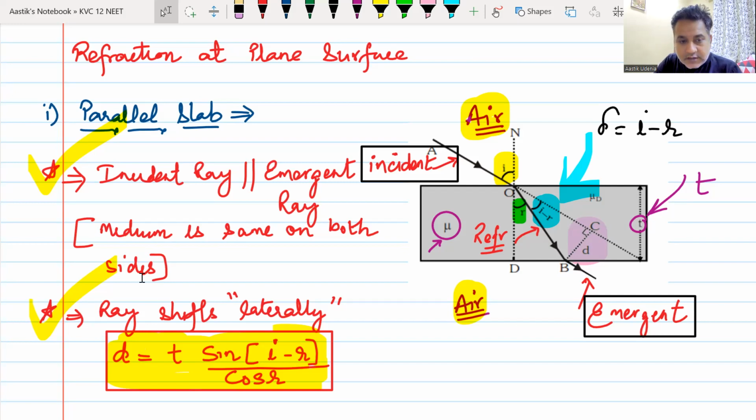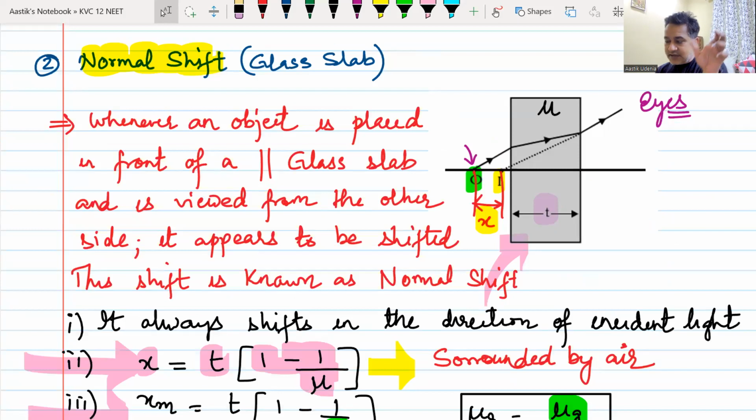Then we had seen that if we have a glass slab and we watch the object from the other side, the object will appear shifted. It is shifted in the direction of light rays. That is known as normal shift. T into 1 minus 1 by mu. Remember this formula? This one, T into 1 minus 1 by mu. Okay.